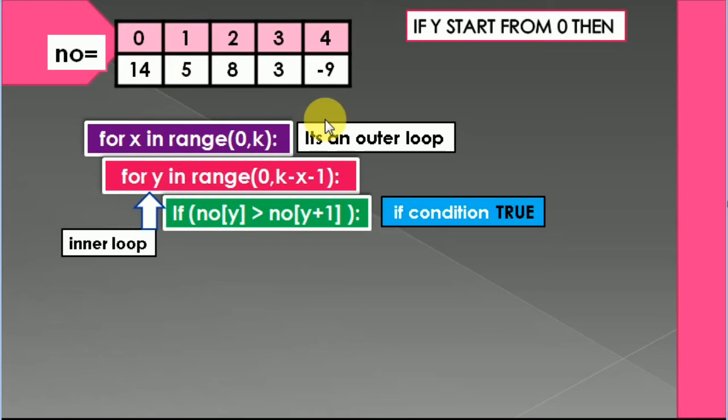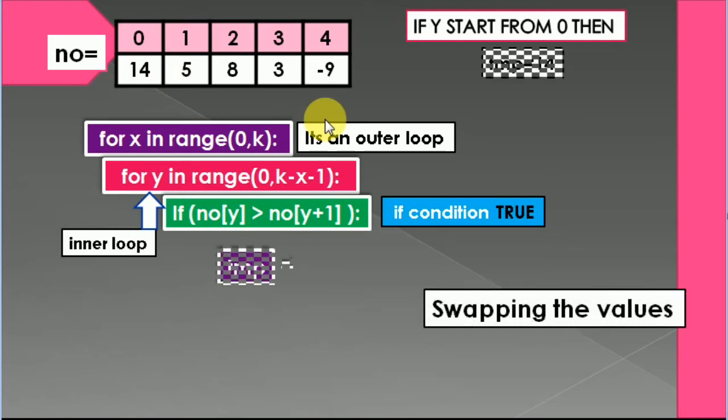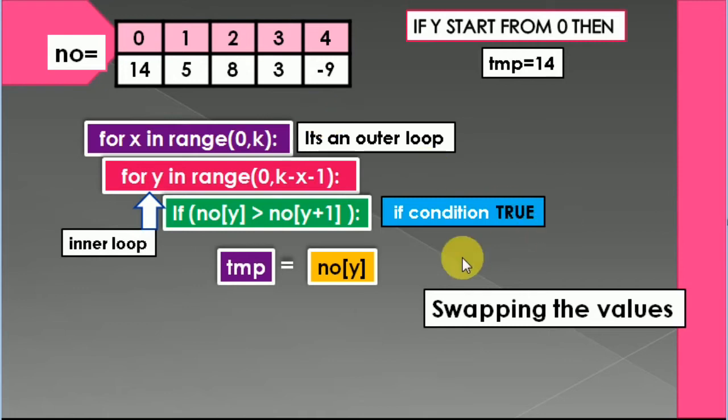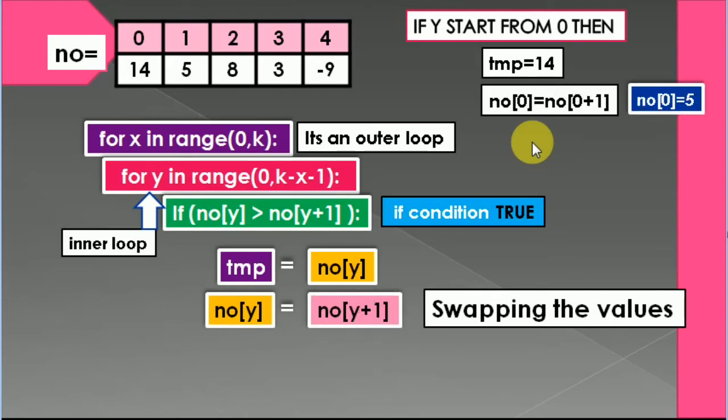It means if the condition is true, y is at 0, meaning the starting number is 0. When the swapping is going to start, if the condition is true, then temp will store NO of y. What is that? That is 14. It is going to be stored inside the temporary variable. We are going to use it afterwards. Then NO of y is going to store NO of y plus 1.